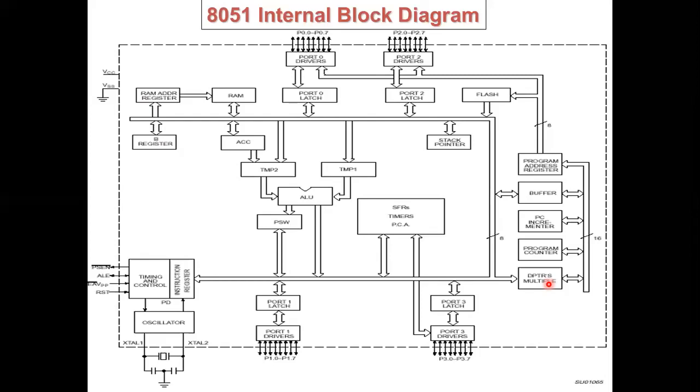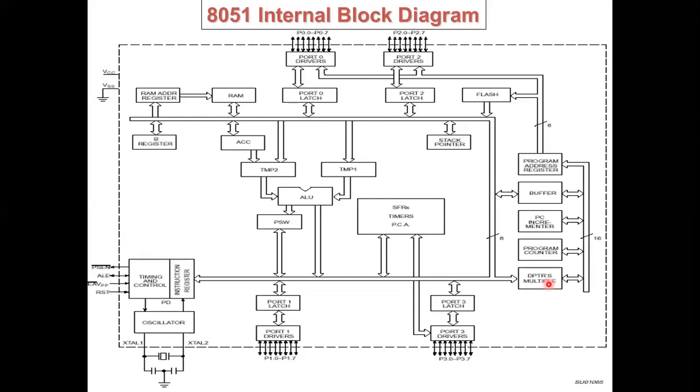For example, if DPTR represents 4000, it means 4000 acts as an address, and the value at address 4000 will be sent to the accumulator. Then the program counter, which, as we already know, stores the address of the next instruction to be executed. Next, the PC incrementer, that is the program counter incrementer. For every instruction execution, the program counter value will be increased by 1 byte.